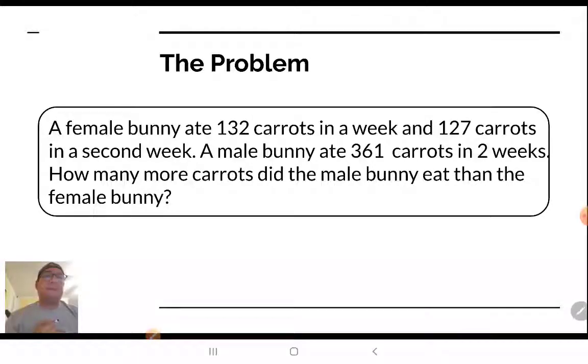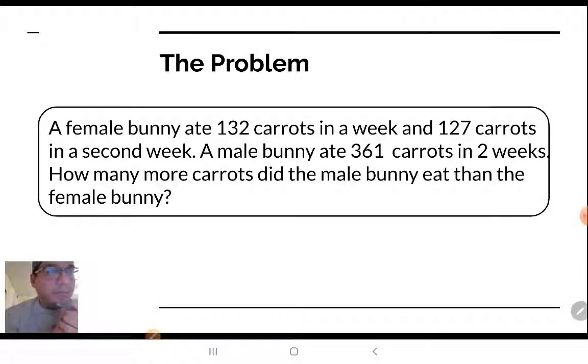Let's figure it out. A female bunny ate 132 carrots in a week and 127 carrots in the second week. Rereading it, okay? A male bunny ate 361 carrots in 2 weeks. How many more carrots did the male bunny eat than the female bunny? So right there, what is it saying? First, at the end I need to figure out how many more carrots the male bunny ate than the female bunny ate.